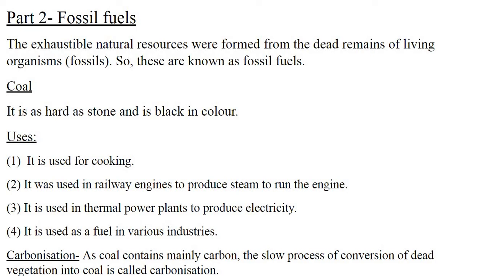So naturally, the temperature and pressure become very high. Under high pressure and high temperature, the dead plants and animals which got buried inside the mud were converted to coal. The coal mainly contains carbon. The slow process of conversion of dead vegetation into coal is called carbonization, because the main content is carbon. Since it was formed from the remains of vegetation, coal is called a fossil fuel.